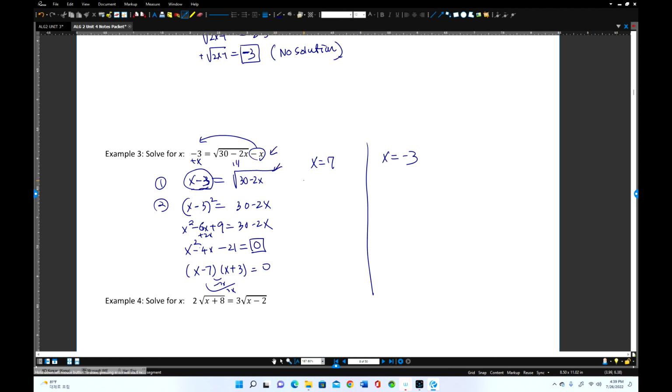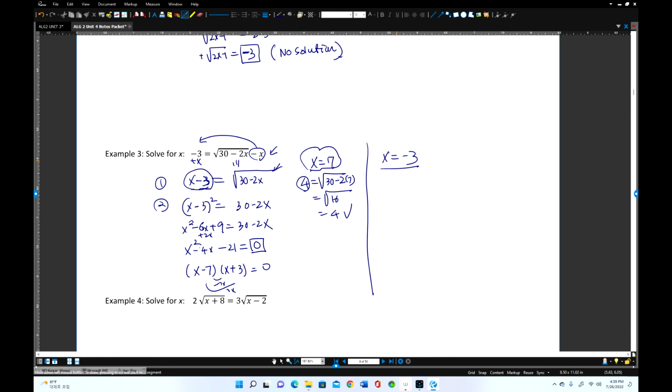7 minus 3 is 4, equals square root of 30 minus 2 times 7. Because this is already positive, it's maybe possible. 30 minus 14 is 16, and the square root is 4. That is true. Yes, this is a solution.